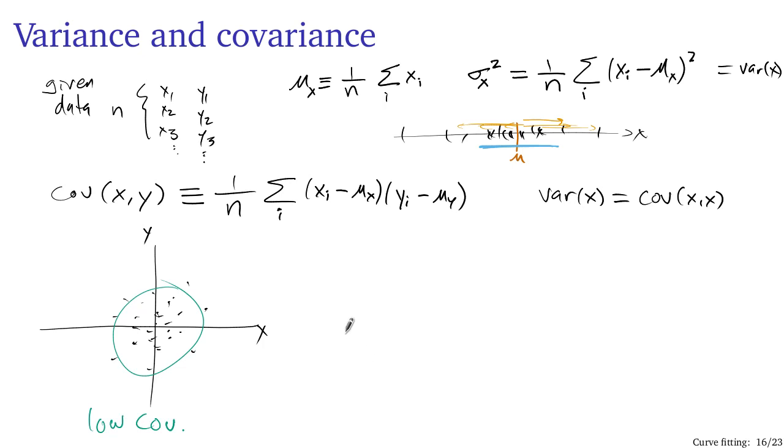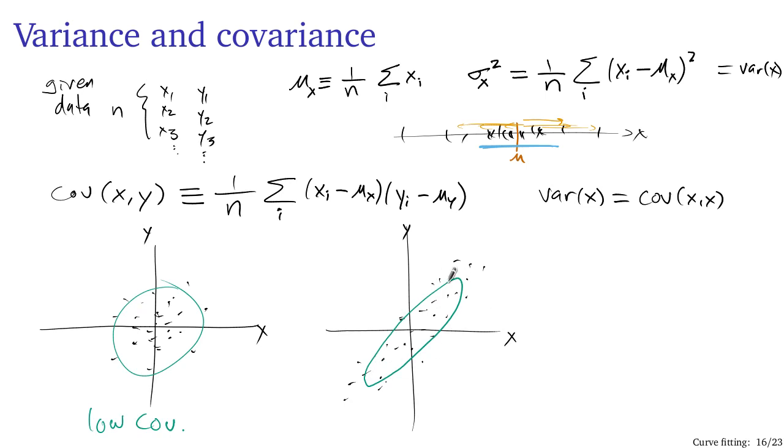High covariance, by contrast, our x and y coordinates of our data set might look something like this. If you were trying to enclose most of your data points inside a circle, well, you'd really want to use an ellipse. This would be the high covariance case. When x is positive above the mean, y tends to be above its mean. When x is negative below its mean, y tends to also be negative below its mean. And the case where x is positive but y is negative, or x is negative but y is positive, tends to be relatively a small fraction of the data points. So the average of this quantity is going to be positive contributions from both, negative contributions from both multiplied together to give you something positive. This would be a high positive covariance.